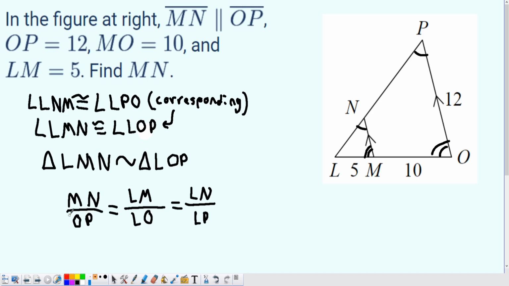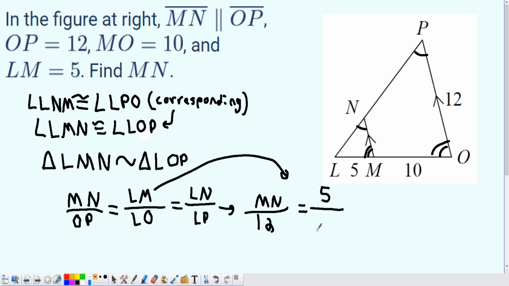Now, which one of these is going to help us solve for MN? Well, MN is our variable, so that's just going to stay the same. OP I can substitute with 12 since that's given to me in the problem. And that is equivalent to, well, let's just pick one of these two ratios, LM over LO or LN over LP. Well, LN over LP doesn't have any numbers associated with it, so that's not really going to help me solve for what I'm looking for. However, LM and LO definitely can be substituted with some numbers, like the fact that LM is 5 and LO, be careful, is 5 plus 10, which is 15.